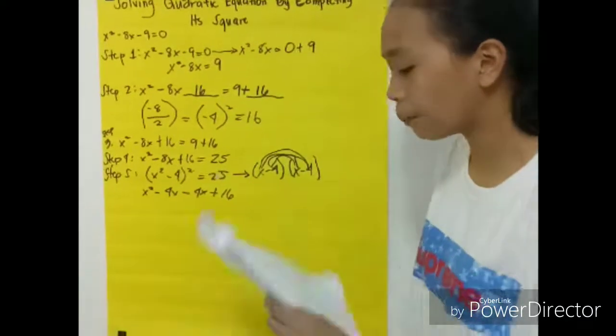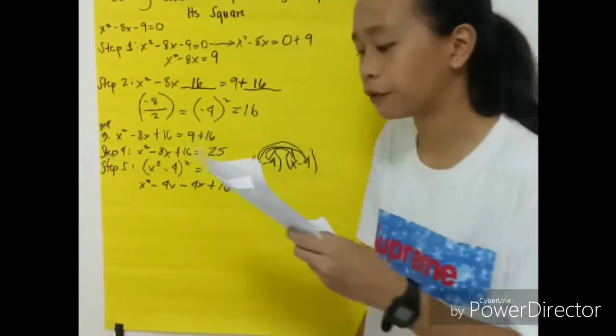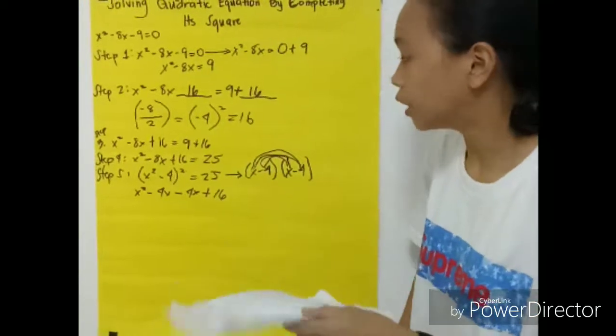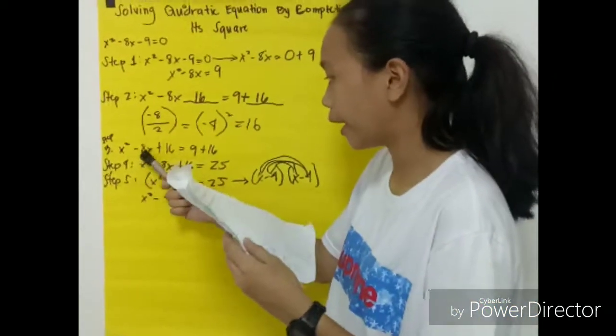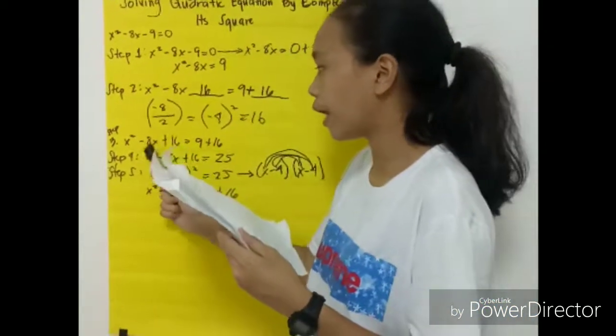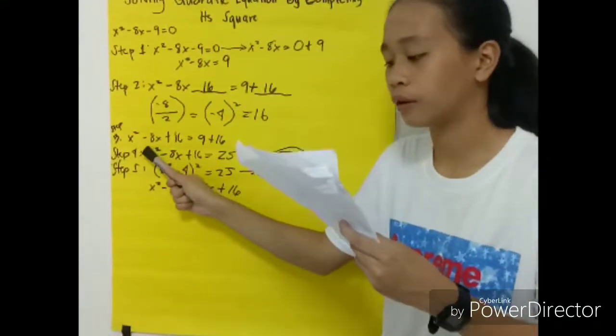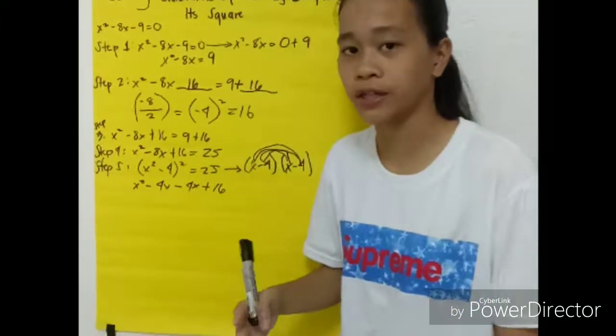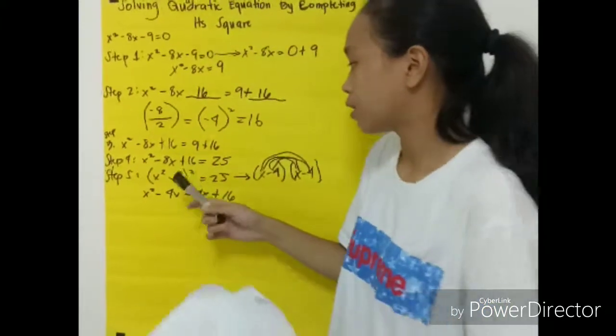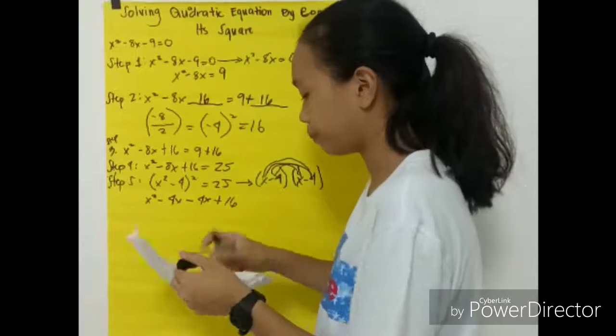Ito. Tapos, step 3, get the half of the second term, then find its square. So, ang second term dito ay ang 8. So, 4 ang half sa 8. Then, ang square of 4 is 16. So dito.